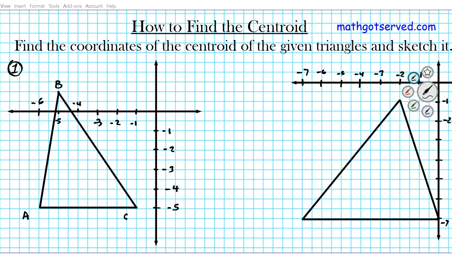All right, let's take a look at question number 1. Instructions for the examples we're going to be working on for today, the first two, 1 and 2, is as follows. We're to find the coordinates of the centroid of the given triangles and then sketch it on the triangle. Okay, so let's look at number 1.